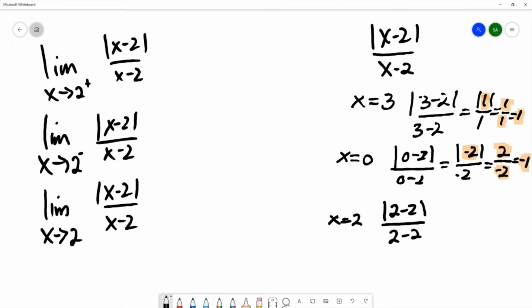Excuse me, I said that wrong. The absolute value of 2 minus 2 over 2 minus 2. That's the absolute value of 0 over 0, and you get 0 over 0.